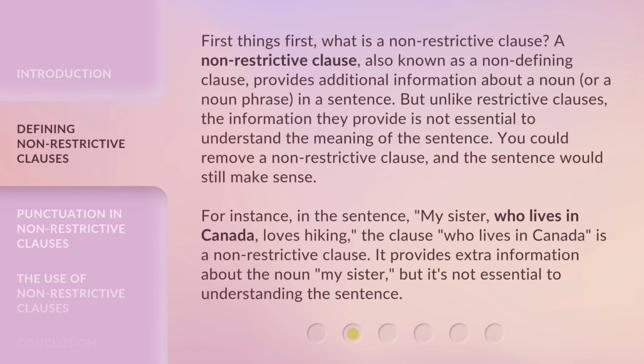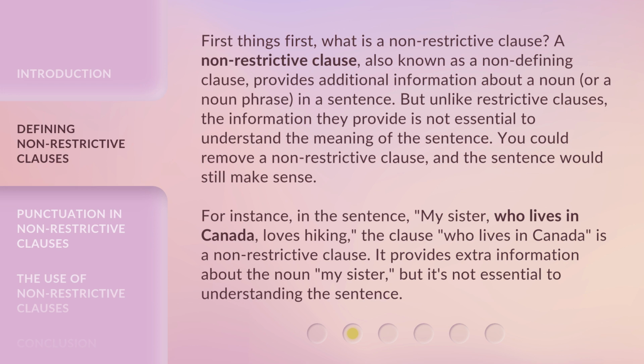First things first, what is a non-restrictive clause? A non-restrictive clause, also known as a non-defining clause, provides additional information about a noun, or a noun phrase, in a sentence. But unlike restrictive clauses, the information they provide is not essential to understand the meaning of the sentence. You could remove a non-restrictive clause, and the sentence would still make sense.